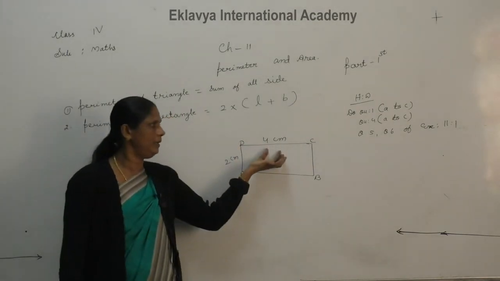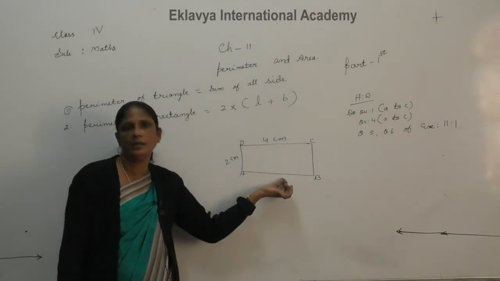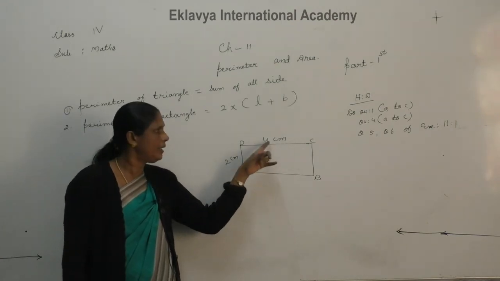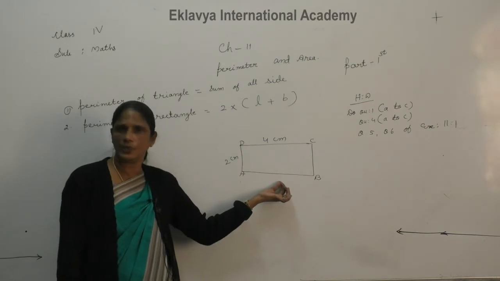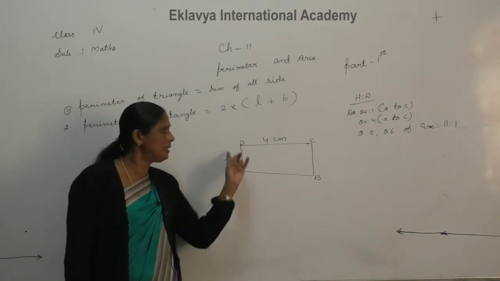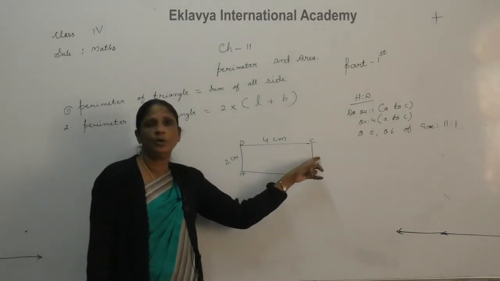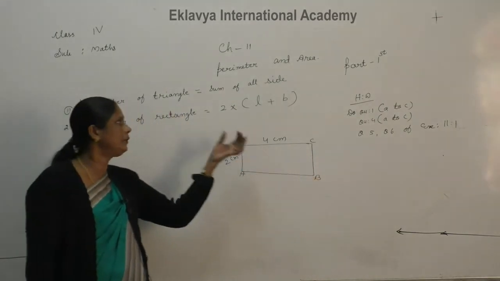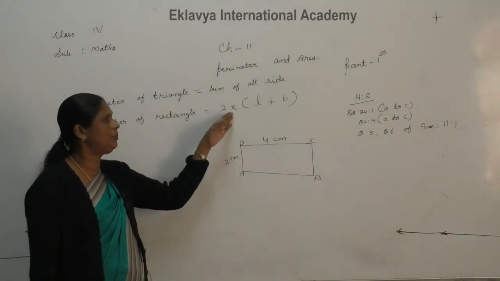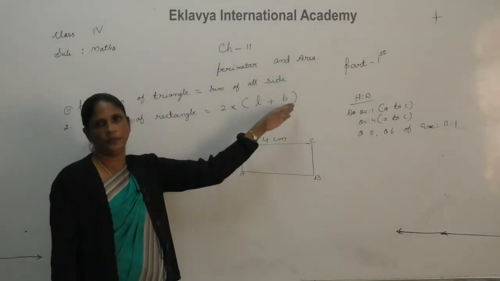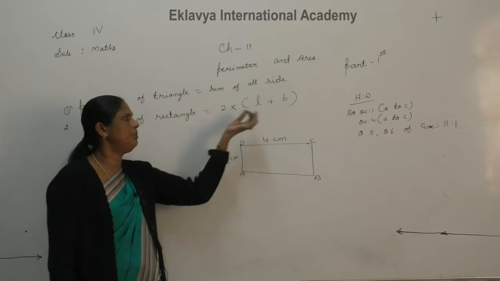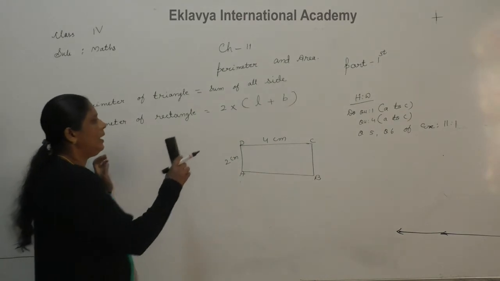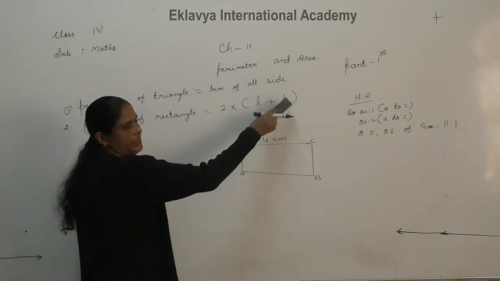In a rectangle, opposite sides are equal. Here 4 centimeter, here also 4 centimeter. Here 2 centimeter, here also 2 centimeter. Therefore, we write 2 multiply L plus B. L means length, B means breadth.